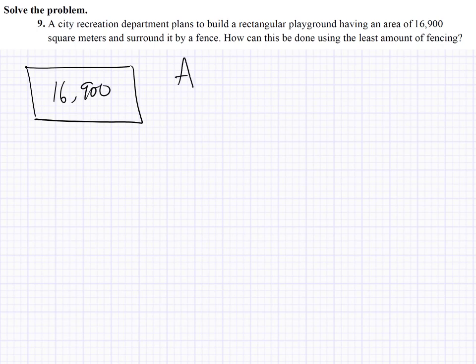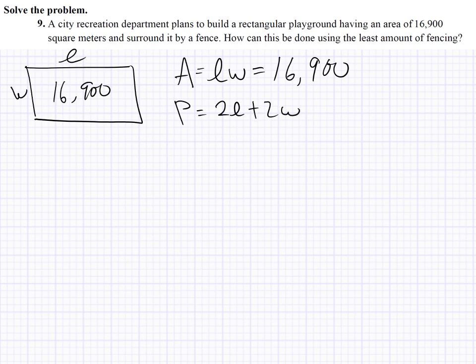Well, you know, area of a rectangle is length times width, and we know that that's going to be 16,900. So we have length, we have width. The perimeter is 2 length plus 2 width, sorry. So we have these two different equations, in which case the thing that we're trying to do is use the least amount of fencing. If we're using the least amount of fencing, that's the perimeter, that's our primary. That makes this our secondary.